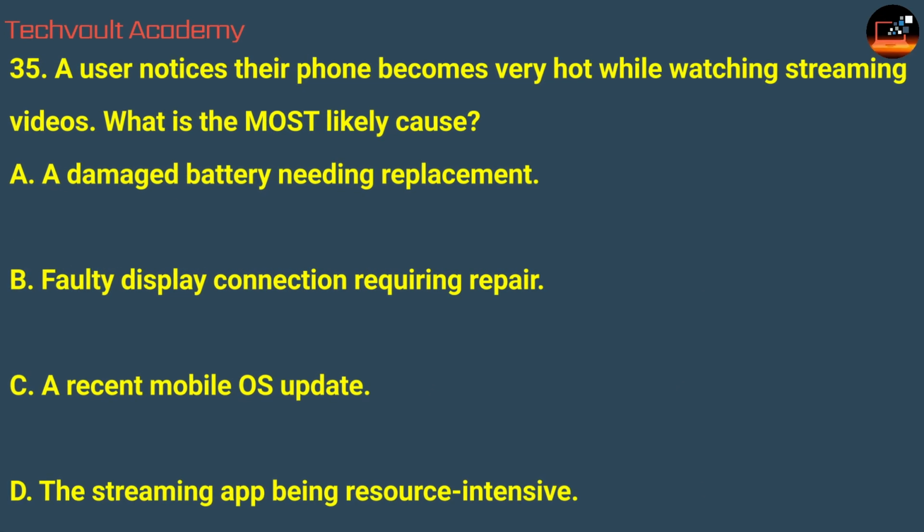(35) A user notices their phone becomes very hot while watching streaming videos. What is the most likely cause? A. A damaged battery needing replacement. B. Faulty display connection requiring repair. C. A recent mobile OS update. D. The streaming app being resource intensive.